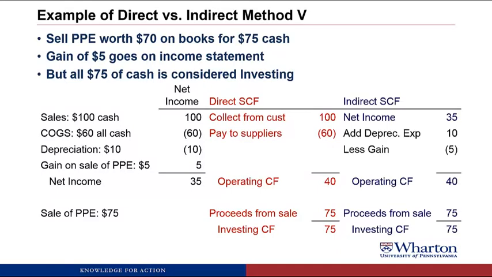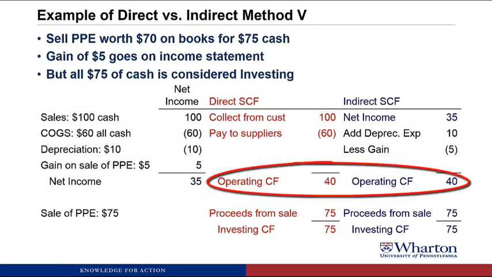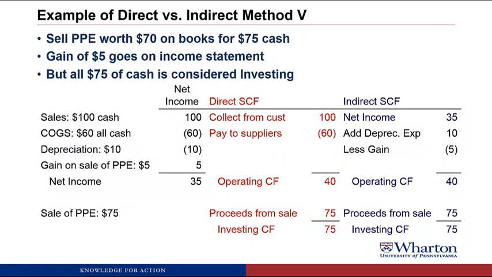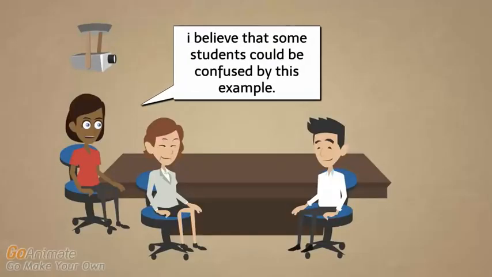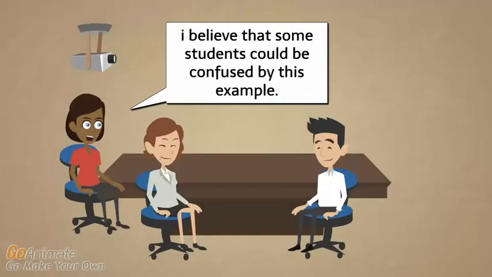Under the indirect method, we start with net income, which is $35. We add back depreciation expense of $10 because it's a non-cash expense, and then we have to remove the gain, otherwise we'll double count that cash flow. A gain increases net income, so to remove it we need to subtract the gain. Once we do that, we end up with operating cash flow of $40, so it's the same under the indirect and direct method. And then we have again the full cash flow from the sale of the PP&E, $75, as an investing cash flow. I believe that some students could be confused by this example.